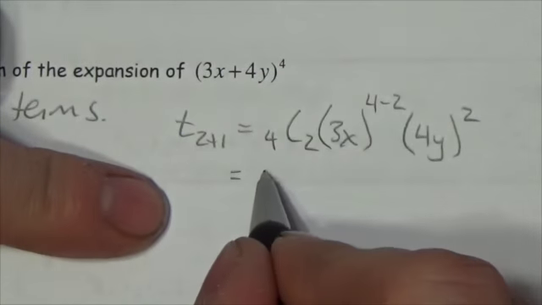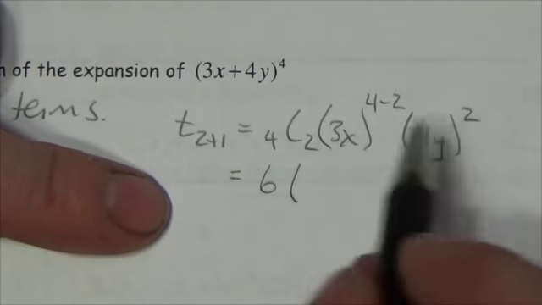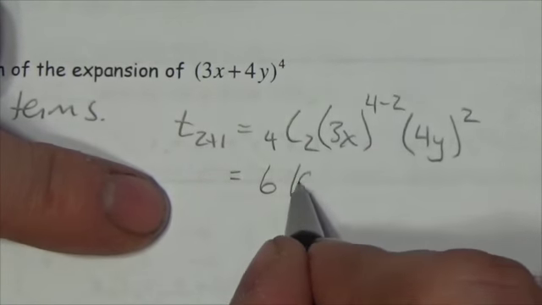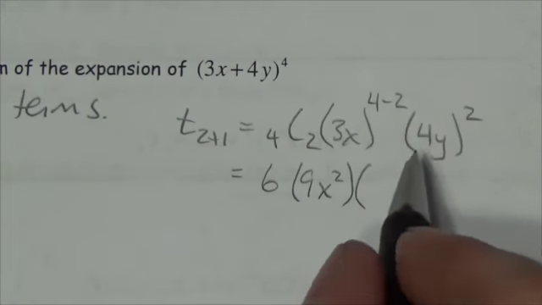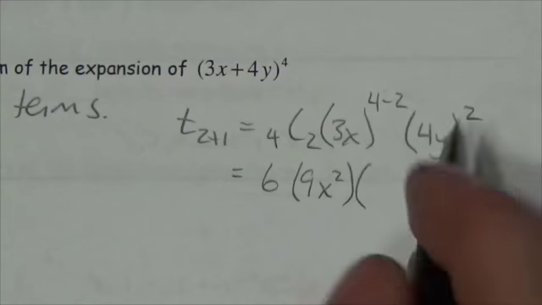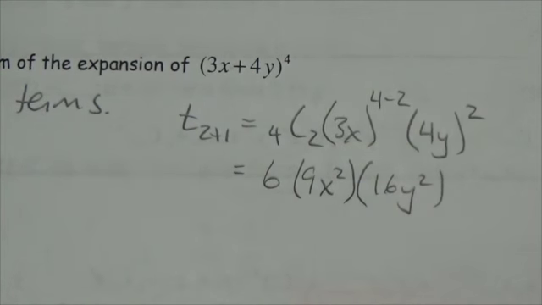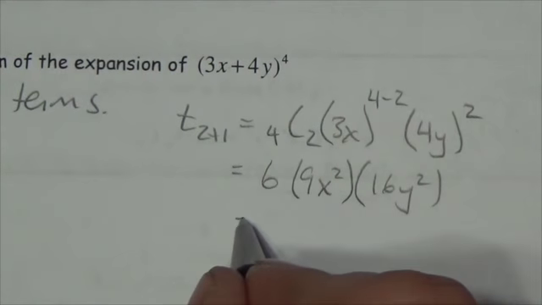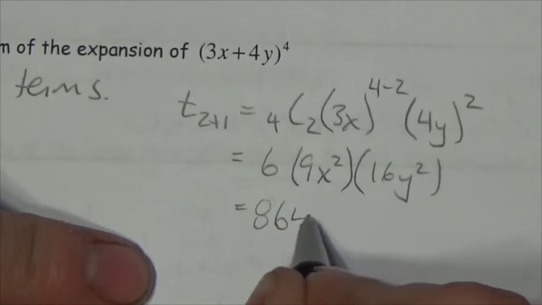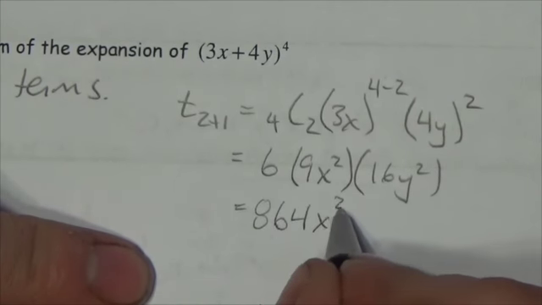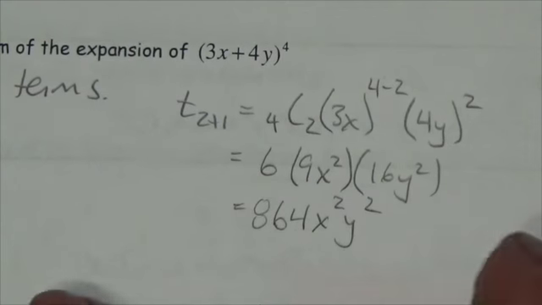4 choose 2 is 6. And then 4 minus 2 is 2, so 3x squared will be 9x squared. And then we're going to have 4y all squared, so that's going to be 16y squared. So now we just have to multiply those coefficients together, and we get a fairly large coefficient, 864 x squared y squared. So that's the middle term of this expansion.